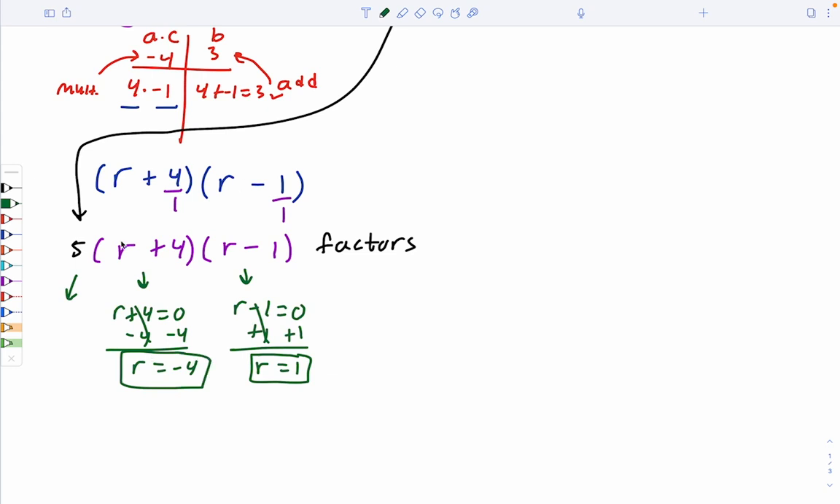The last factor is a 5, but if I set 5 equal to 0, not only is that nonsense, there's also no r to solve at all, so that one doesn't produce a solution. So the solutions are negative 4 and 1. These are the answers to this question. Okay, so the answers to this question are going to be the negative 4 and the 1.